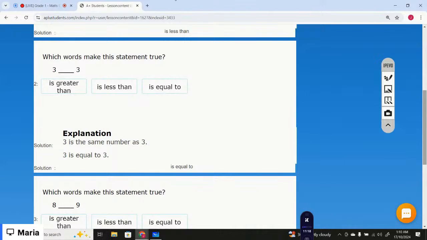We are working on grade 1 math. The chapter we were working on is comparing.